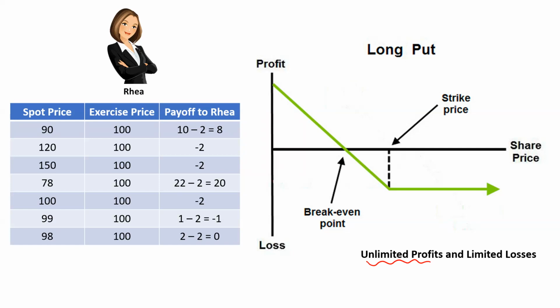If the option contract is not exercised, Ria will face a loss, and the loss is going to be limited. It will be only 2 rupees, which is the premium that she has paid. So if you can see, she has a potential to make a profit of 8, a potential to make a profit of 20, but her maximum loss in any scenario is only 2. So profit potential is unlimited and losses are limited to 2.